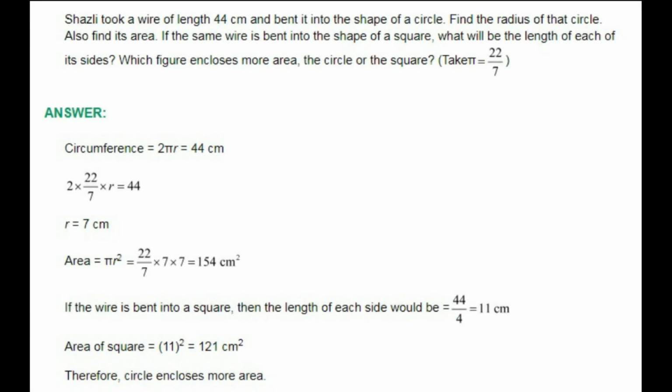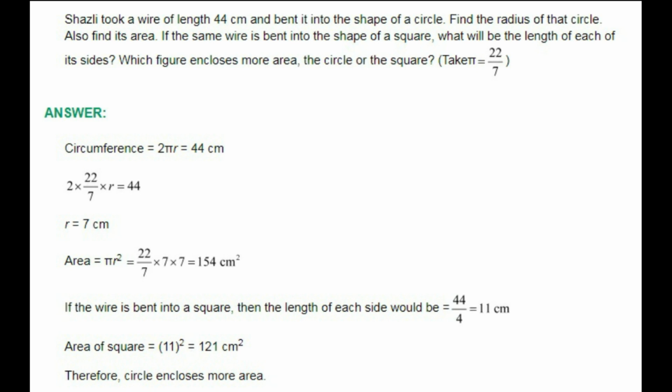Moving to our next sum. Shazli took a wire of length 44 cm and bent it into the shape of a circle. Find the radius of that circle, also find its area. If the same wire is bent into the shape of a square, what will be the length of each of its sides? Which figure encloses more area, the circle or the square?